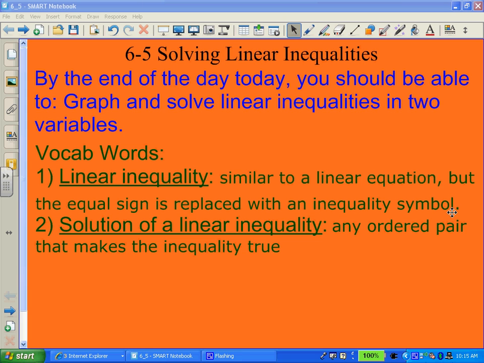And the solution of a linear inequality is any ordered pair that makes the inequality true. And if you'll remember from chapter 3, inequalities are a little different than equations because they will always have more than one solution, or they may have no solutions, but they will never just have one ordered pair that will work. And these are actually really fun to graph. You get to do some shading and things like that, which is kind of fun.